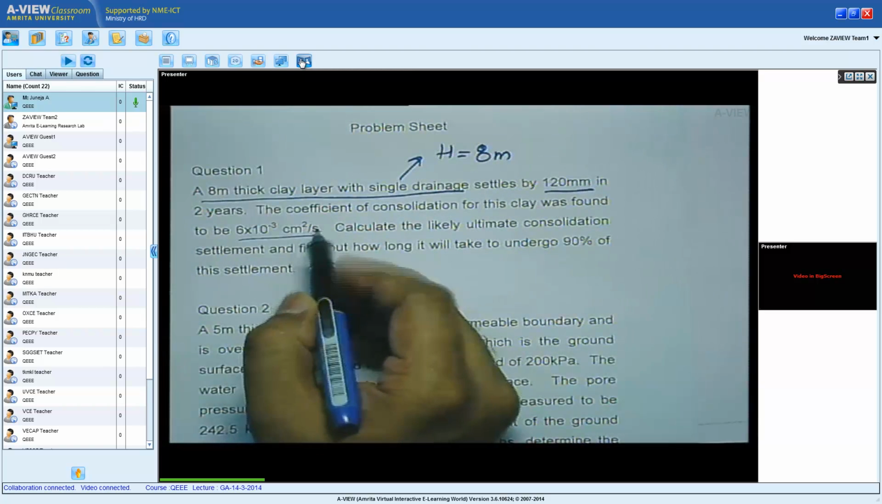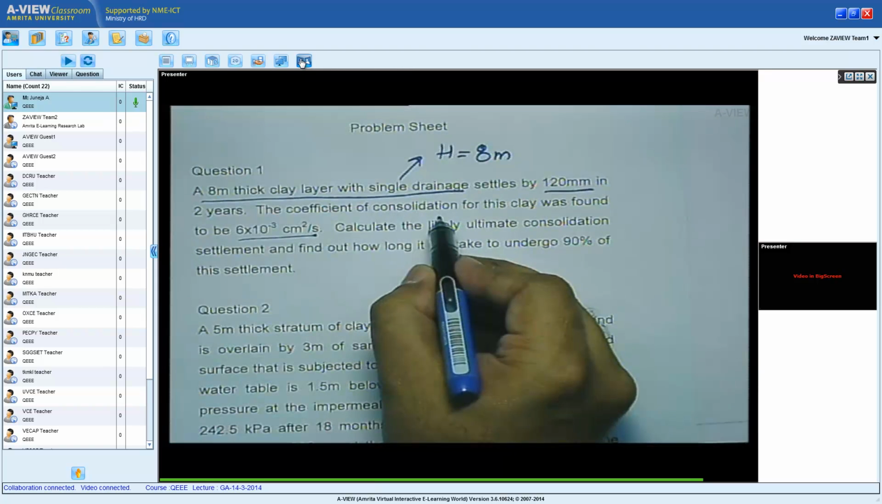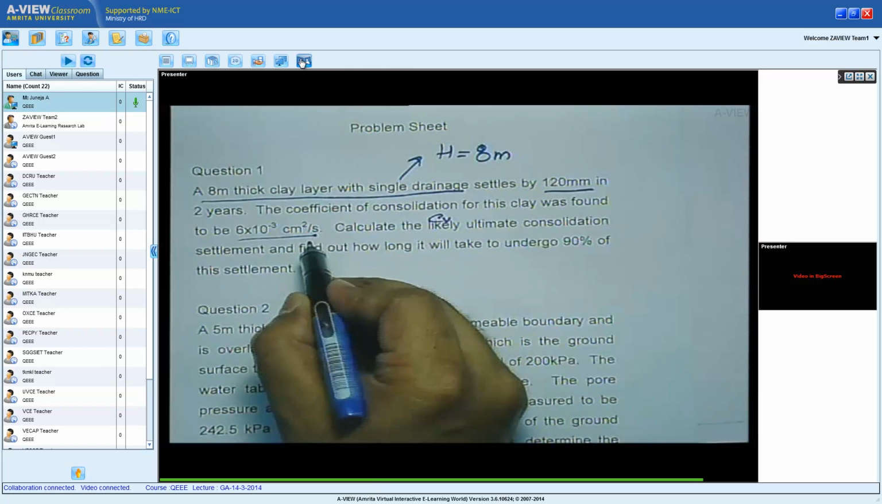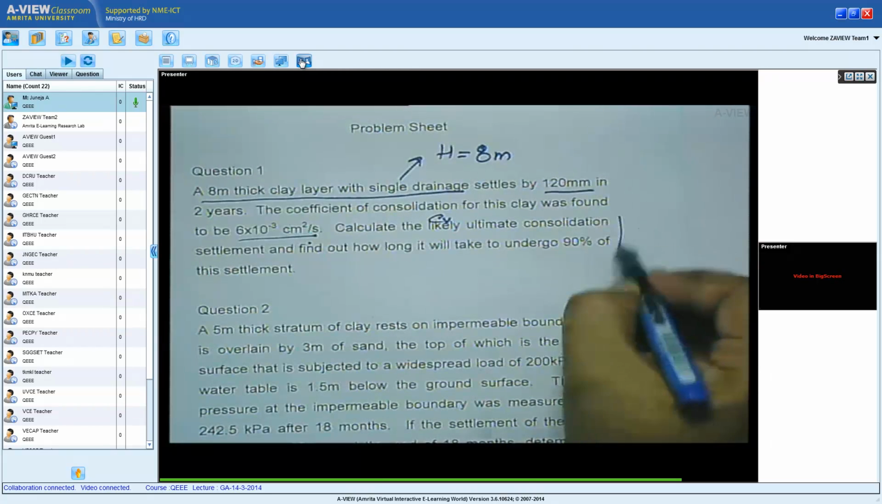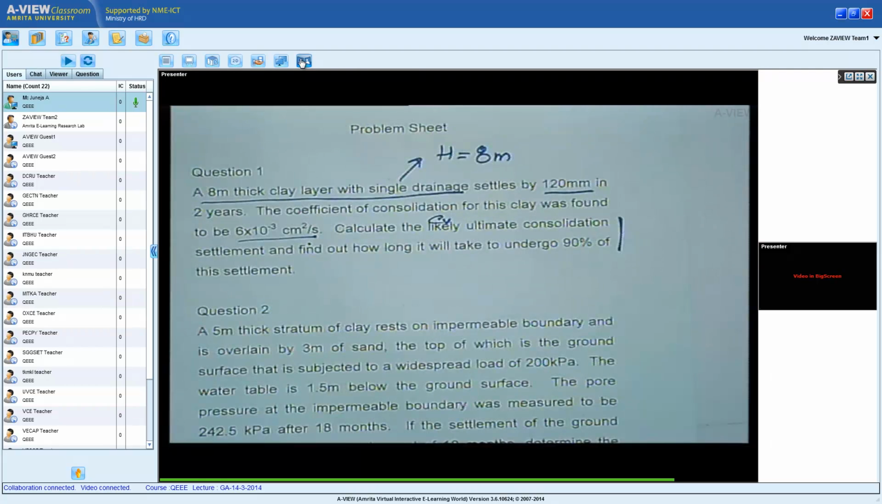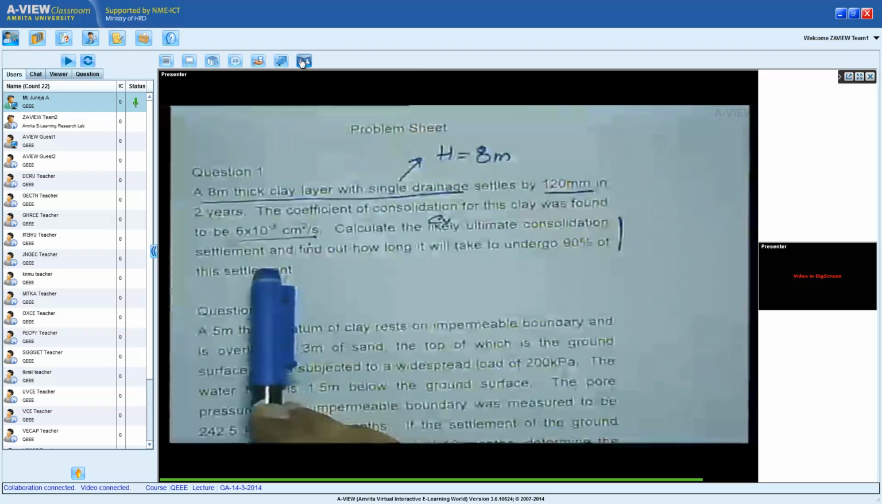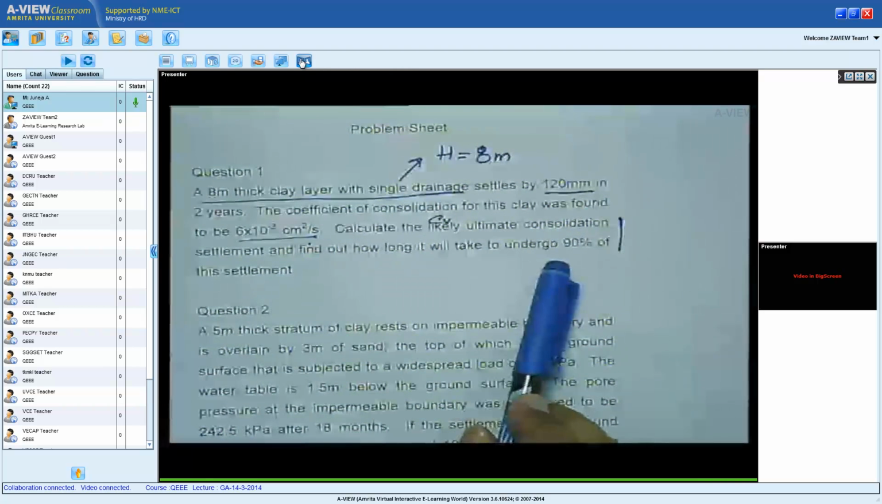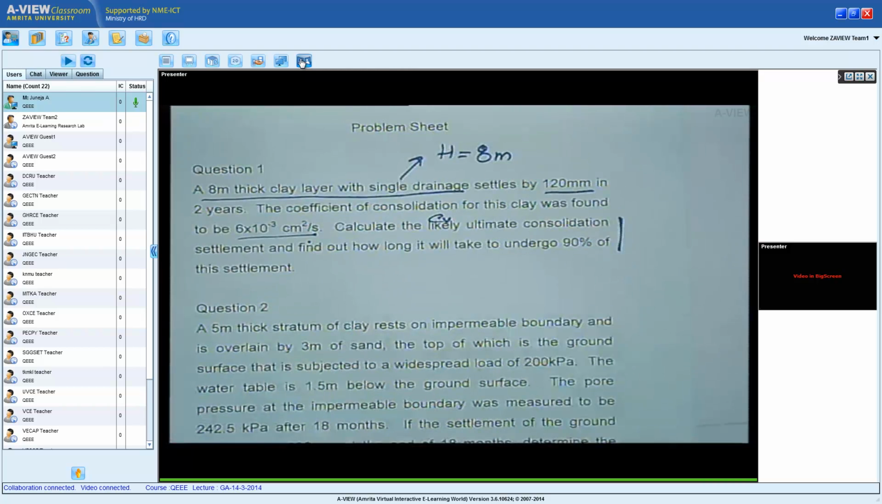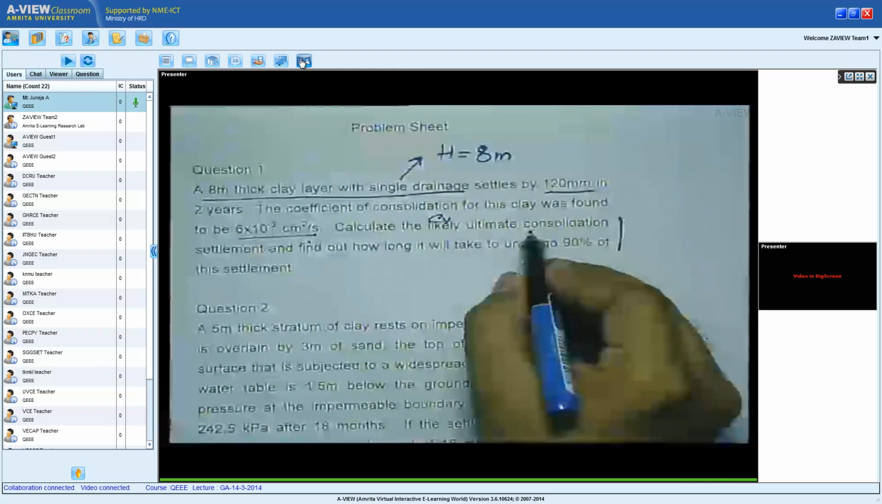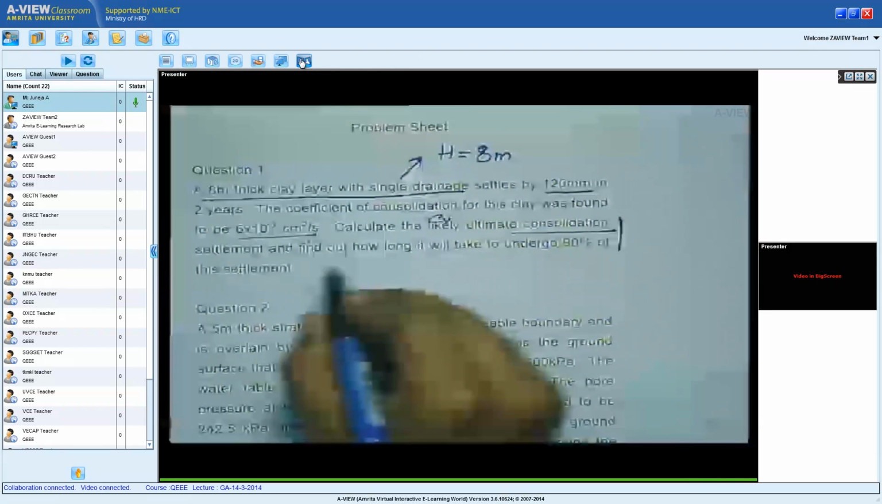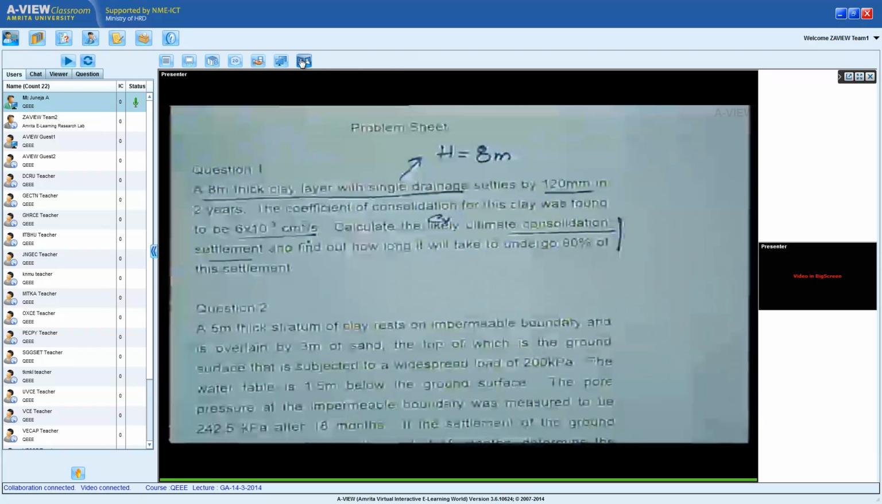CV, the coefficient of consolidation, is given. The question asked is, what is the likely ultimate settlement, the maximum settlement, of this clay, and also find out how long it will take to reach 90% settlement. So let's do the first one. Just look at the first part. What is the maximum settlement?